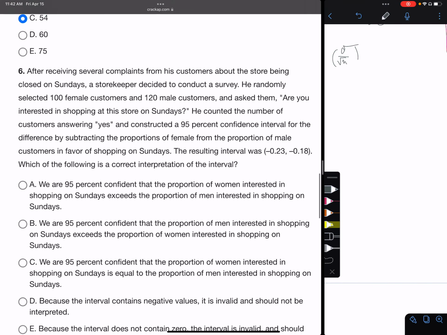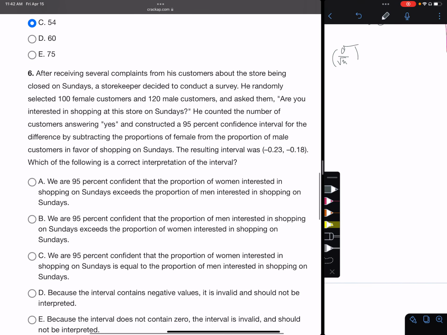After receiving several complaints from customers about the store being closed on Sundays, the store decided to conduct a survey. They randomly collected 100 females and 120 males and asked them, "Are you interested in shopping at the store on Sundays?" They found a number of customers saying yes. They constructed a 95% confidence interval for the difference of proportion of females and proportion of males. The resulting interval was in the negatives. Which of the following is the correct interpretation?